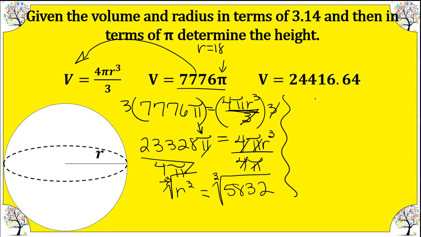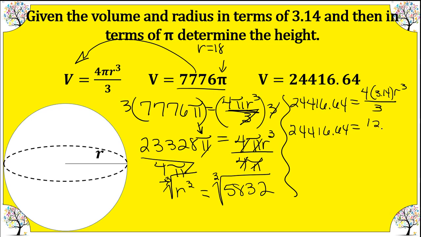Now let's try to solve this, or find the radius actually, using 3.14. So the volume is 24,416.64 is equal to 4 times 3.14 times r cubed divided by 3. So we're going to go ahead and multiply 4 times 3.14, and we get 12.56 times r cubed divided by 3.